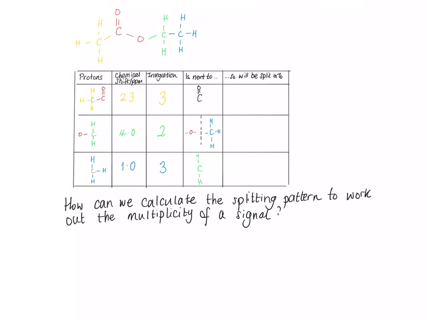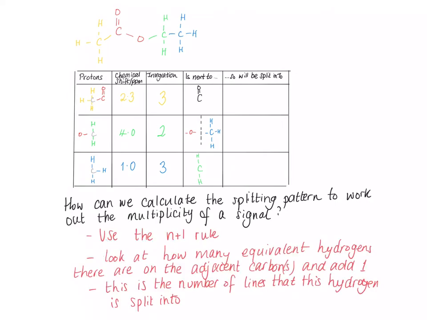The next thing we need to do is work out the multiplicity of the splitting. So how can we calculate the splitting pattern to work out the multiplicity or the splitting of a signal? So we have to use the n+1 rule. So what we do is look at how many equivalent hydrogens there are on the adjacent carbon or carbons and add 1 to this number. This is the number of lines that this hydrogen is split into.